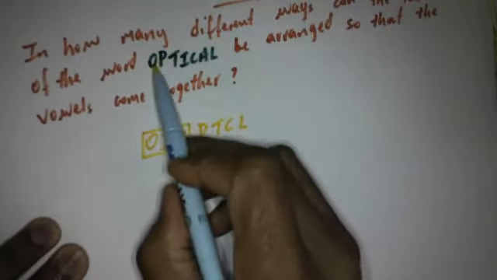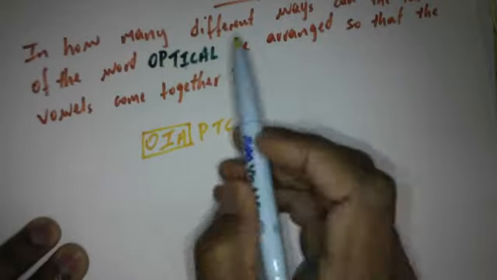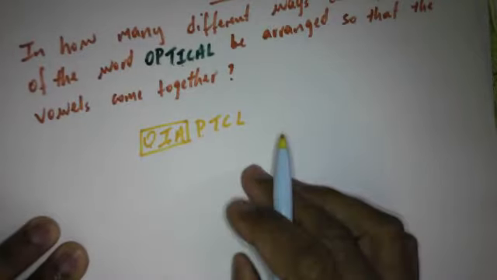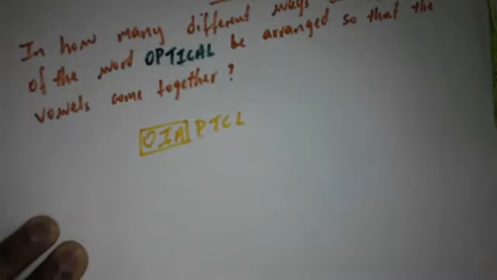Now let's count the original word. See how many letters are there? 1, 2, 3, 4, 5, 6, 7. So we do this to make sure that we account for all the letters.